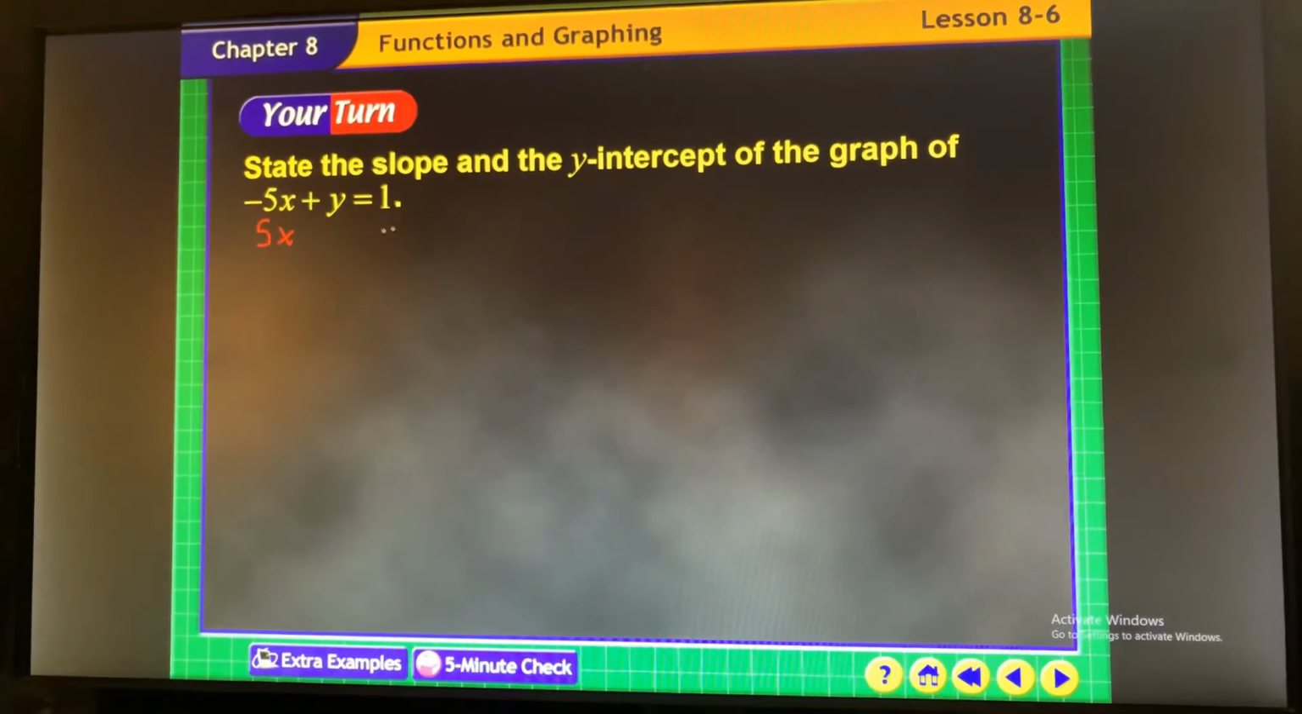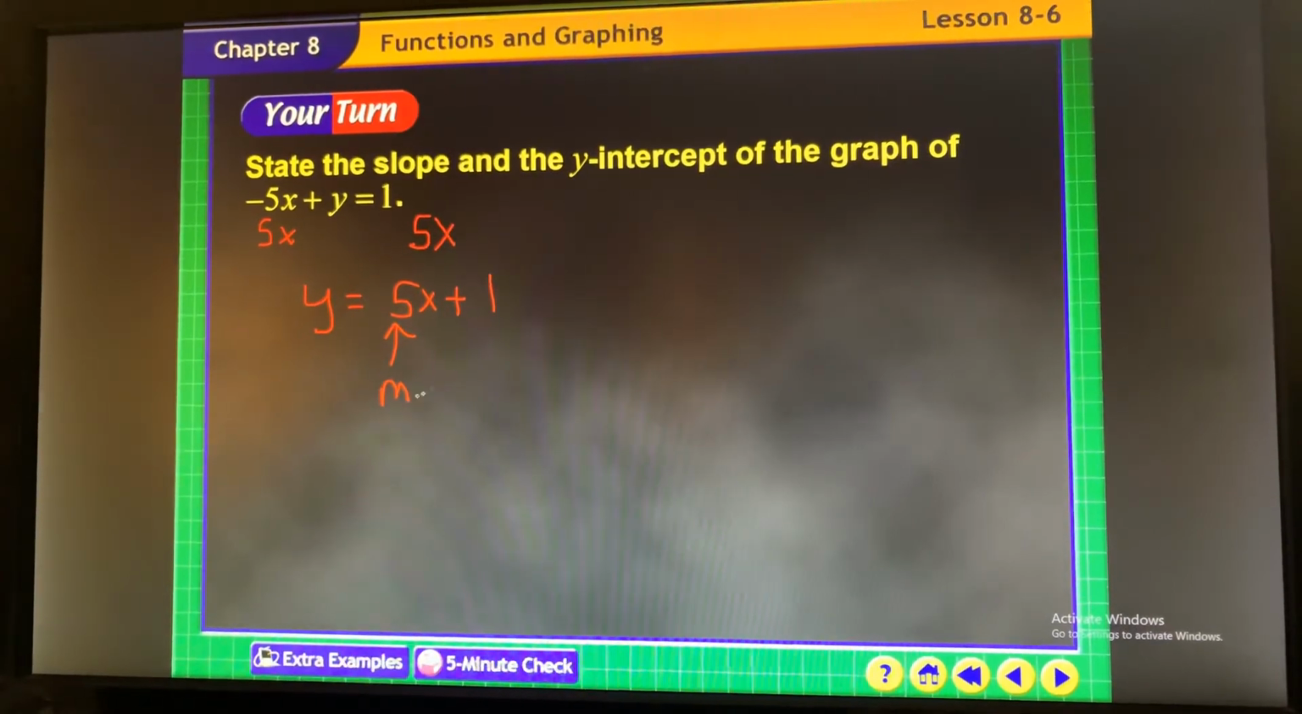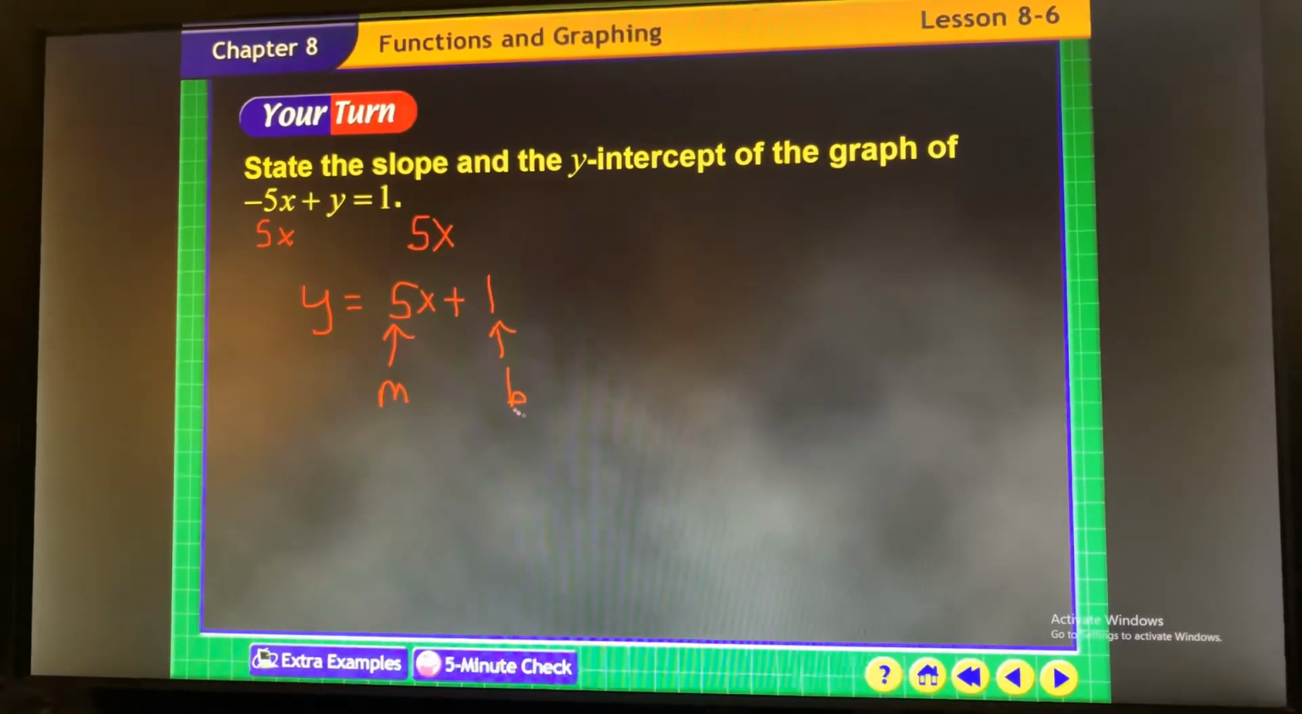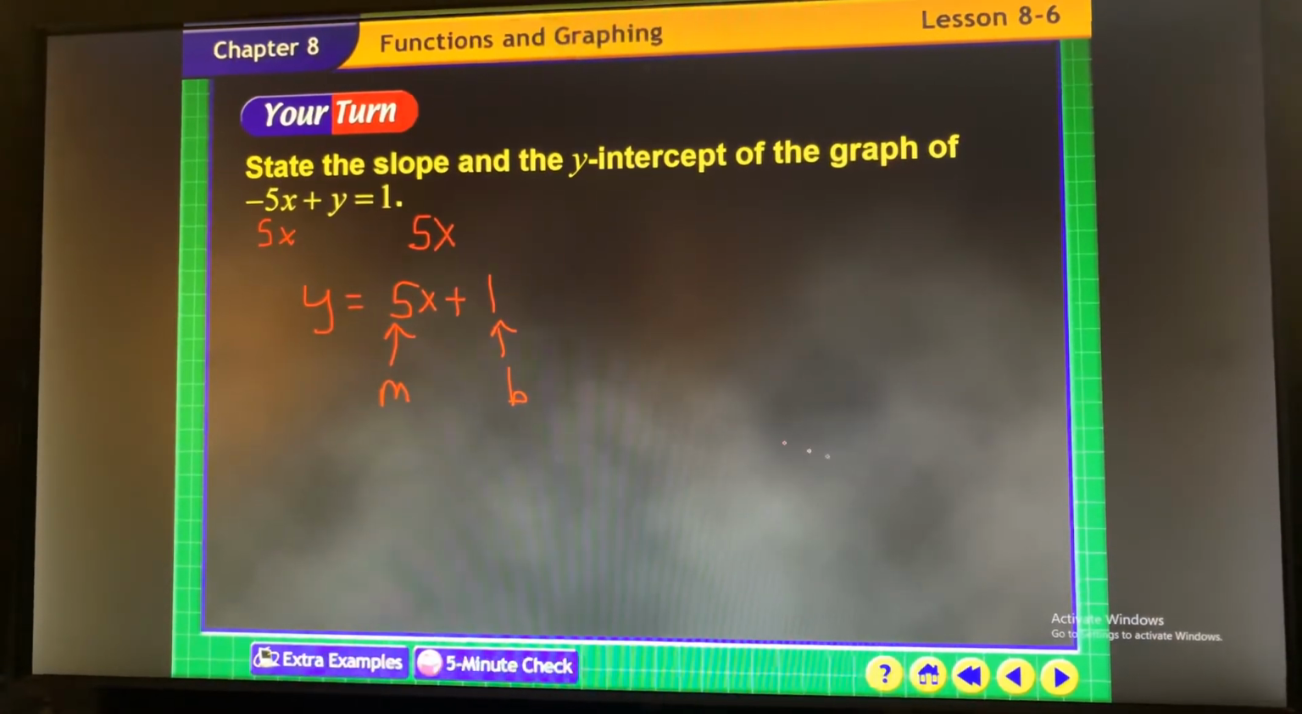Standard form, solve for y. 5x to both sides. Y is equal to 5x plus 1. Slope, y-intercept. I already know it's a positive line. I know it begins at 1, it rises up 5, and runs to the right 1.